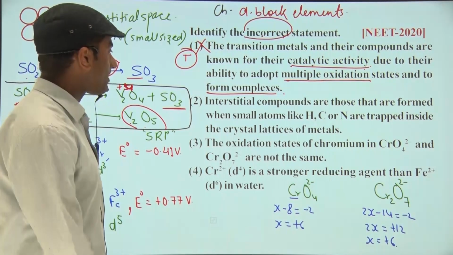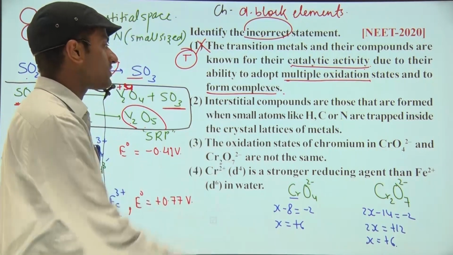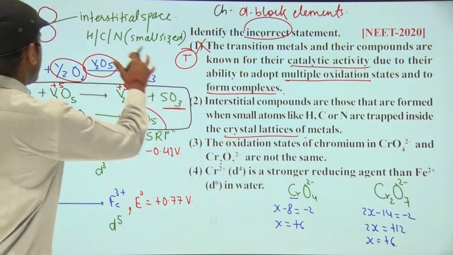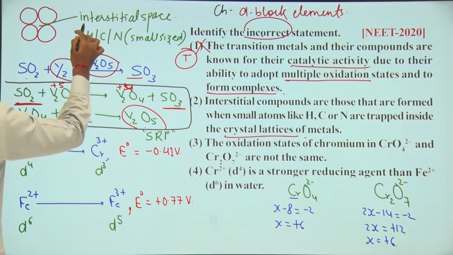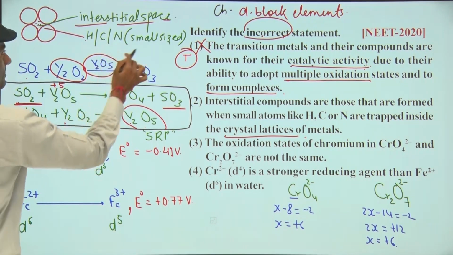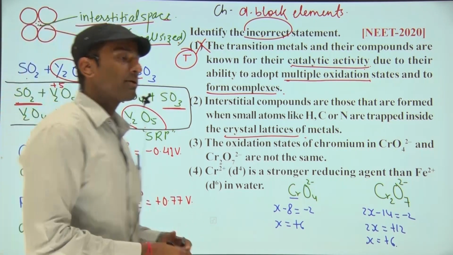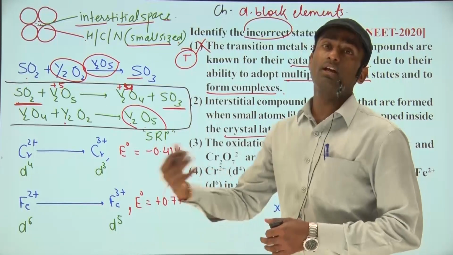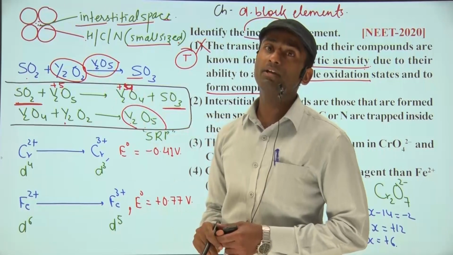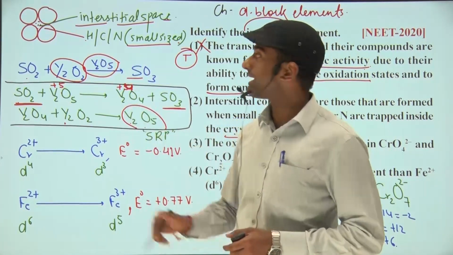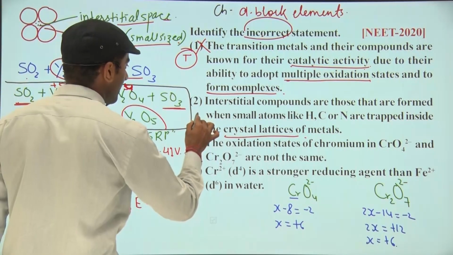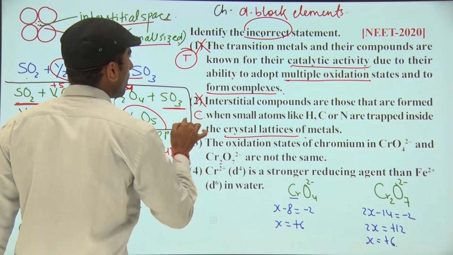Interstitial compounds are those that are formed when small atoms like hydrogen, carbon, nitrogen are trapped inside the crystal lattice of metals. When we draw the crystal lattice of a metal, this space is known as the interstitial space. Here small size atoms like hydrogen, carbon and nitrogen are trapped, and now we get the interstitial compound, in which the density is more, the melting point is more. These are chemically inert, these are hard, but the metallic conductivity remains unchanged. But you can see that this statement is again going to be correct, but we want what?